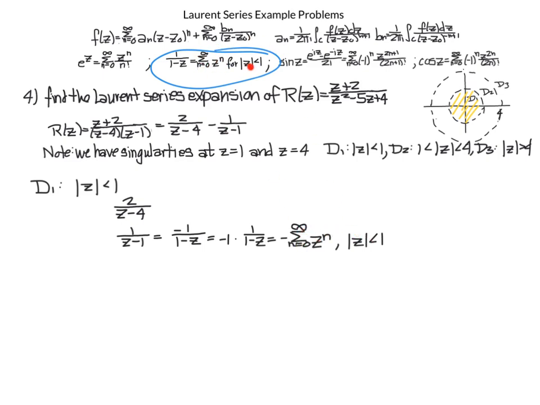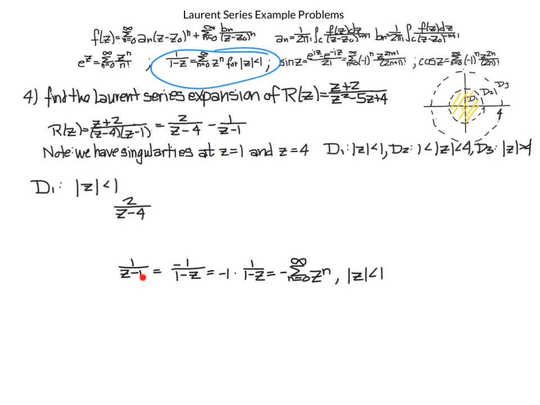And this formula here is good when the modulus of z is less than 1, which is exactly the case in D1. So we're good here for this fraction 1 over z minus 1. We have a summation form, or more to the point, we have a polynomial form. I'm going to move our result down a bit to give us room to look at the 2 over z minus 4. That's the second part of our partial fraction decomposition.